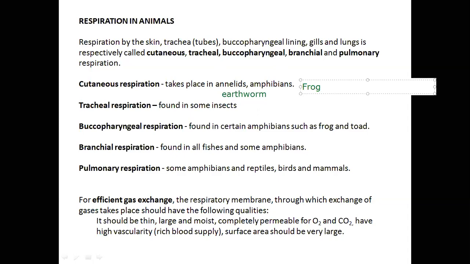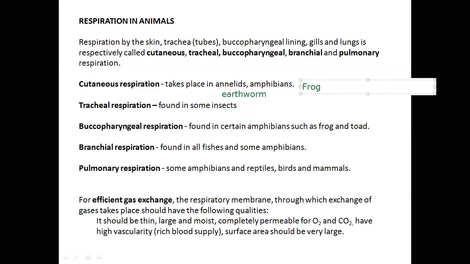इनकी skin जो होती है, it is very moist. And that skin helps in the exchange of gases. Okay. And the exchange of gases or the respiration, it is taking place through skin. That type of respiration is known as cutaneous respiration. Cutaneous means skin. Cutaneous respiration takes place in annelids and amphibians. Okay. Tracheal.